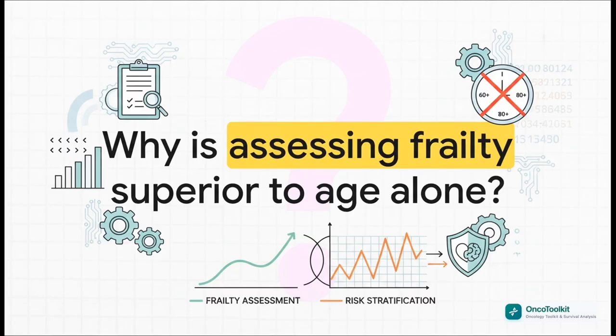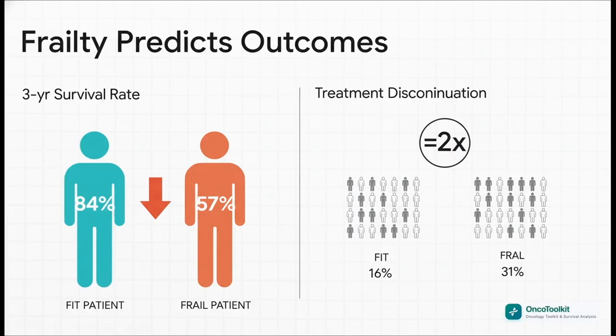This brings up a really critical question, one we should all be asking. Why go through this whole assessment? Why not just use the patient's age? Because the evidence is just overwhelming. A fit patient has an 84% 3-year survival rate. That plummets to just 57% for a frail patient.